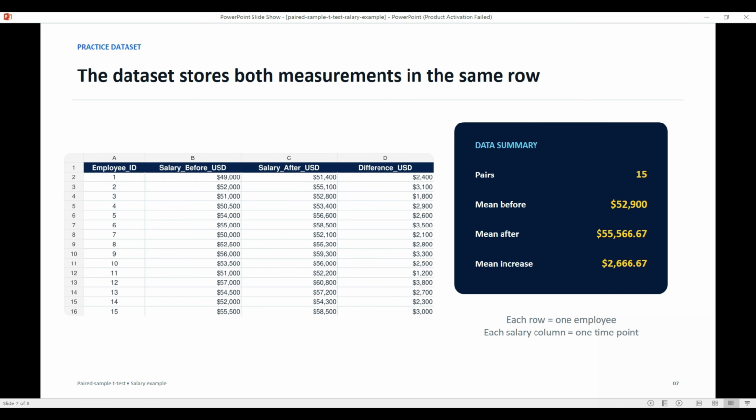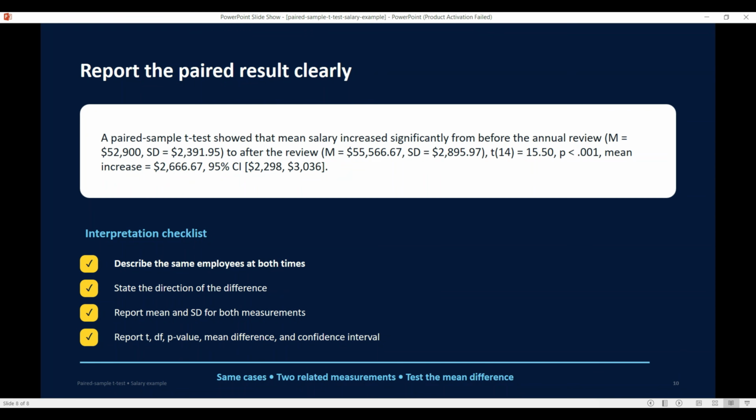So we can see there were 15 samples and the mean before annual review was 52,900 and the mean after annual review was 55,566.67 and we can see there is an increase of 2666.67. So what can we infer from the findings? So we can report the findings in this way.